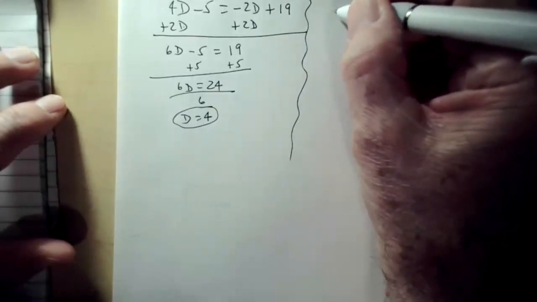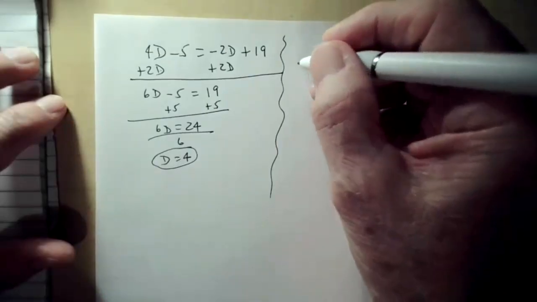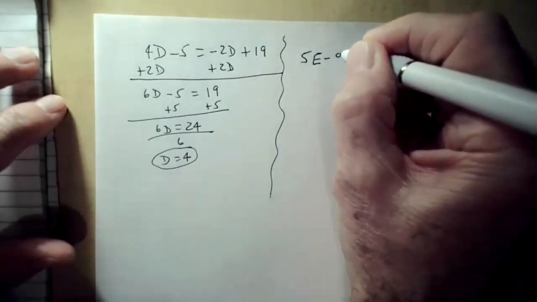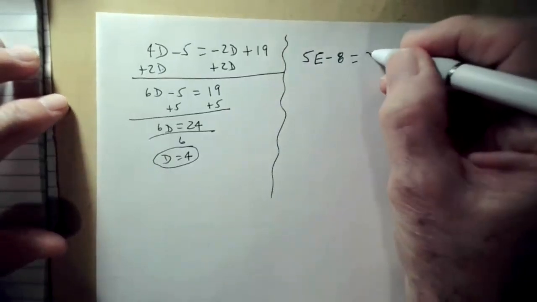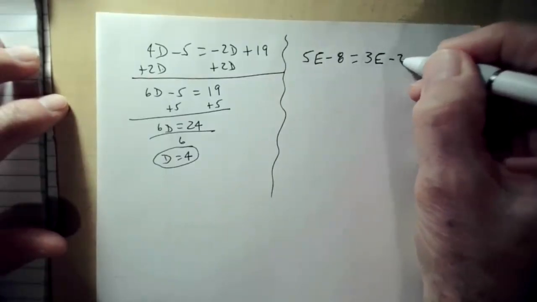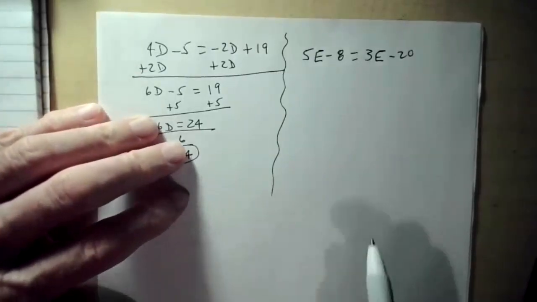Okay. Now, if we have 5E minus 8 equals 3E minus 20.